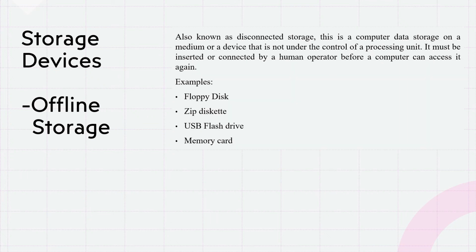Offline storage, also known as disconnected storage. It is a computer data storage on a medium or a device that is not under the control of a processing unit. It must either be inserted or connected by a human operator before a computer can access it. Examples are floppy disk, zip diskette, USB flash drive, memory card.